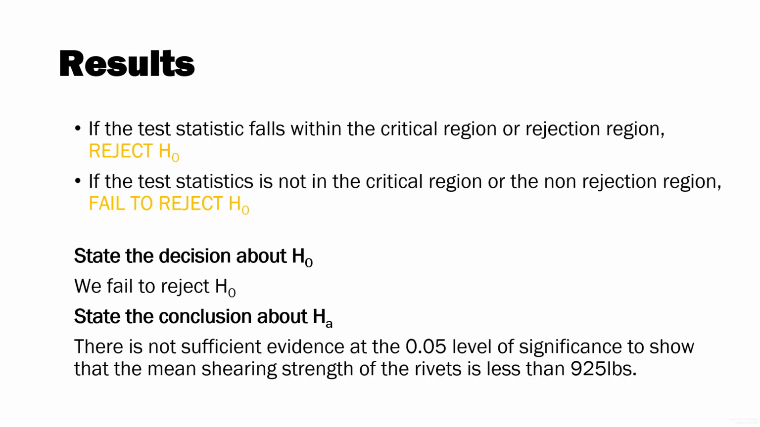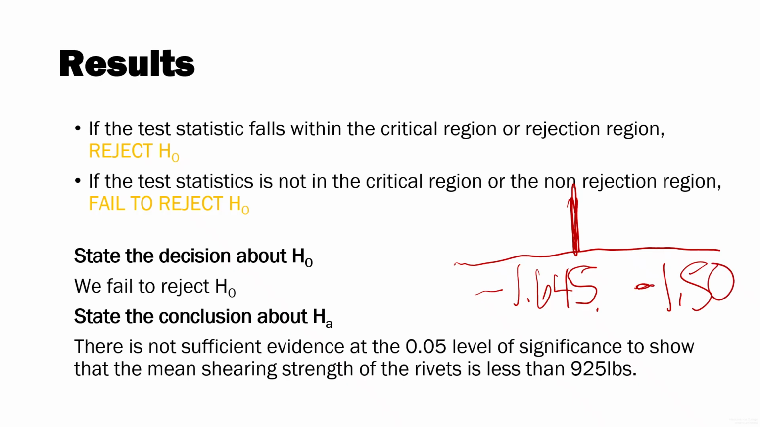And again, I'm just going to draw it like a number line to make it really simplified. Negative 1.645 was our cutoff point. And the number that we got was negative 1.50. This is the non-rejection region, and this is the rejection region. So we are going to fail to reject our H0. There is not sufficient evidence at the 0.05 level of significance to show the mean shearing strength of rivets is less than 925 pounds. And so then you would say that this batch of rivets is good to go onto the airplane.